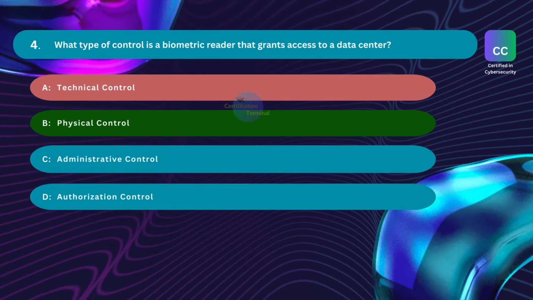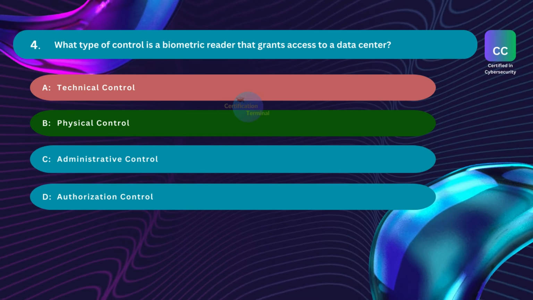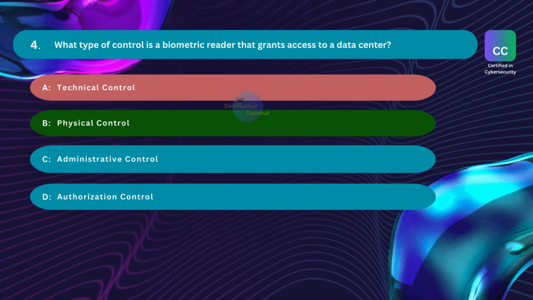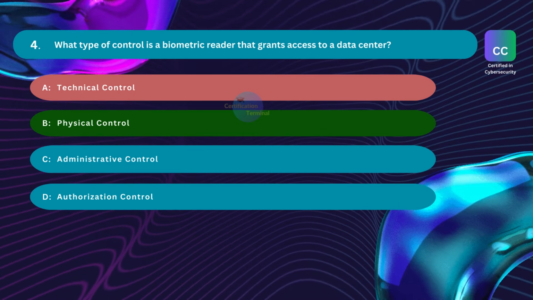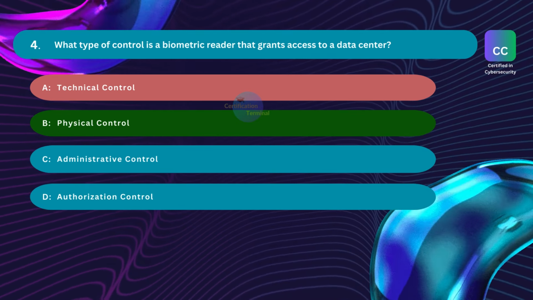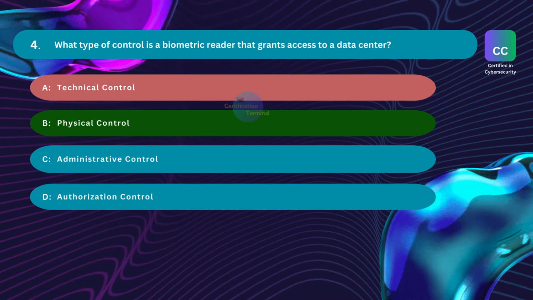Option A, technical control, is incorrect. Technical controls generally refer to the use of technology to manage and control access to systems or data. While biometric readers are a form of technology, the specific context of physical access to a data center suggests a more direct physical control mechanism.